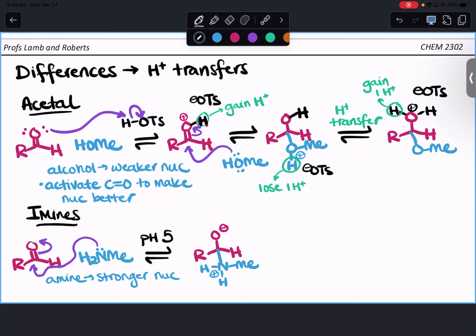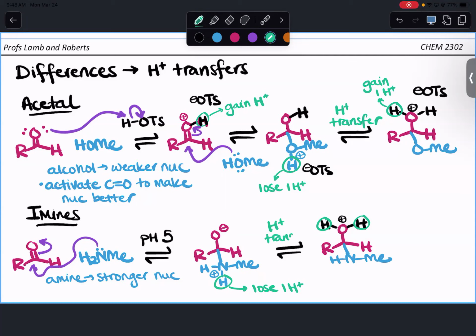Now let's see what happens in the bottom case. So in the bottom case, again, we do have to lose a hydrogen in the same case that we saw in the acetal step. And through the conditions that you need in order to form your imine, you will then have two subsequent proton transfers where you gain two protons.